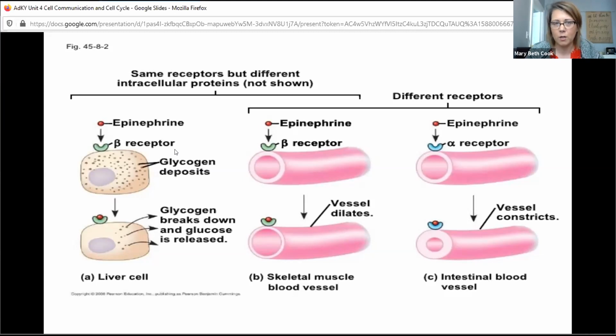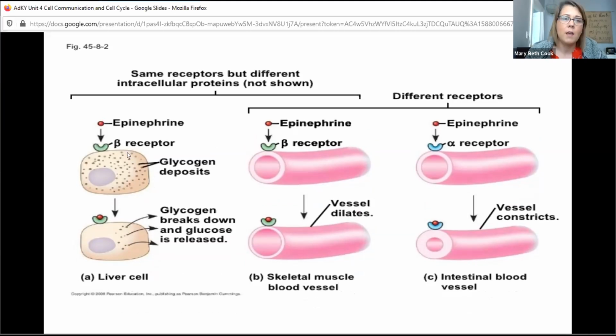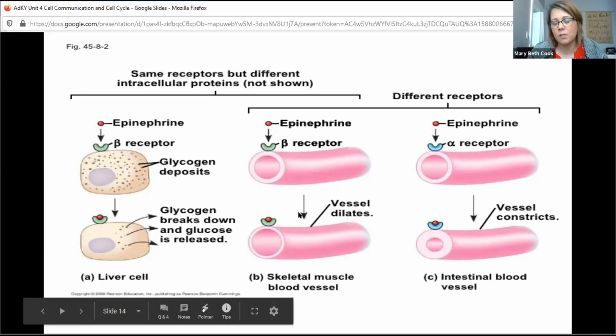Liver cells store glycogen, which is a polysaccharide of glucose molecules. When epinephrine binds, you're in a dangerous situation, and we want this storage molecule to break apart and release those individual glucoses for energy. Your skeletal muscles are going to help you fight or flee. So when epinephrine binds, we want those blood vessels to dilate so good oxygenated blood can get to your skeletal muscle so it can do that.